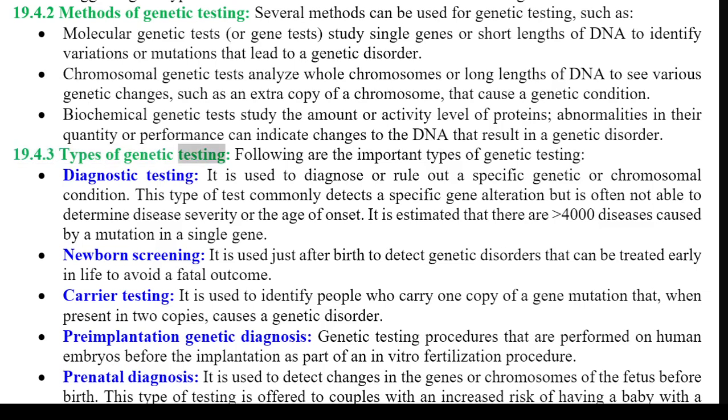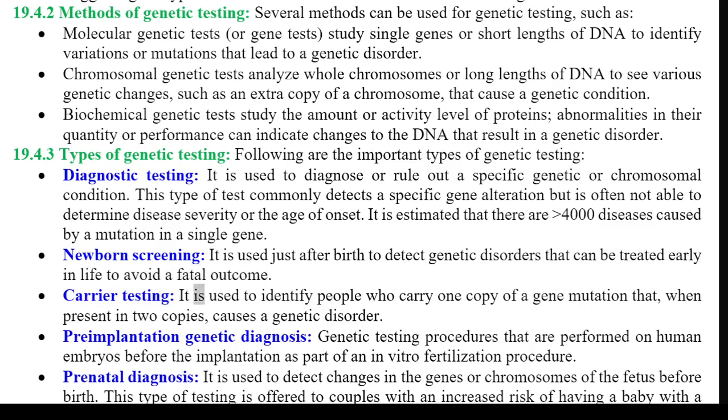19.4.3 Types of genetic testing. Following are the important types of genetic testing. Diagnostic testing. It is used to diagnose or rule out a specific genetic or chromosomal condition. This type of test commonly detects a specific gene alteration but is often not able to determine disease severity or the age of onset. It is estimated that there are greater than 4,000 diseases caused by a mutation in a single gene. Newborn screening. It is used just after birth to detect genetic disorders that can be treated early in life to avoid a fatal outcome.